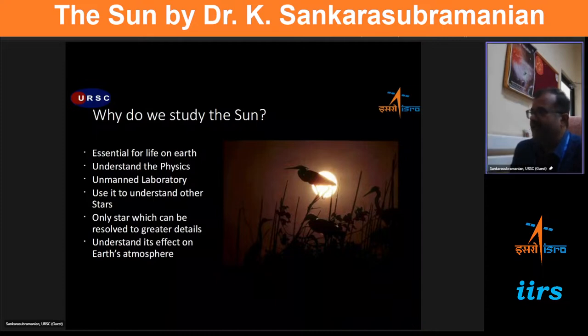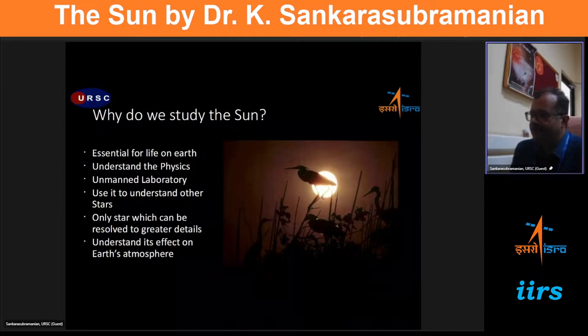And this is the only star in the universe which can be resolved to greater details. Of course, there are new techniques and new observations coming up trying to resolve the other stars either directly or indirectly. But with smaller telescopes and smaller effort, we can resolve our own star with much greater details, which gives us a lot more information than what other stars can provide.